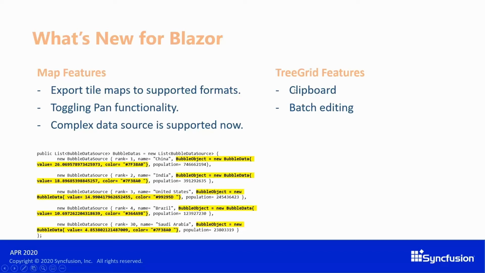And to the tree grid component, two important features are added, which are clipboard and batch editing. With this clipboard support, you can now copy the tree grid records with or without the column headers to the clipboard. And also with the batch editing support, you can add, edit, and delete bulk records in a single request. So let me show you the example for these two components now.